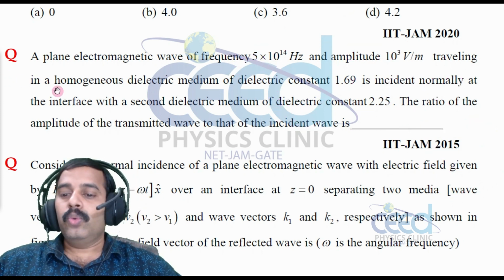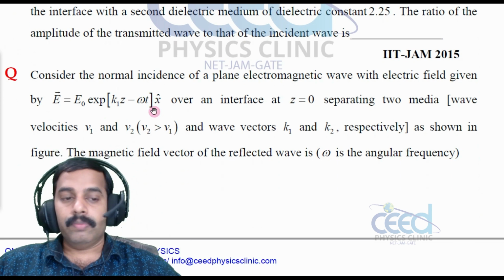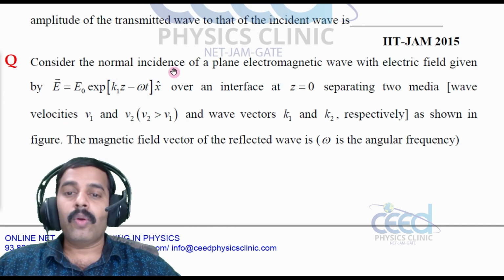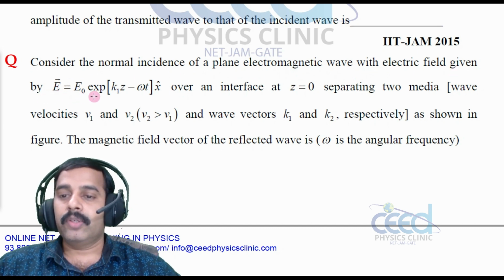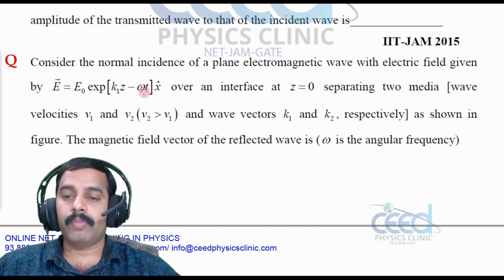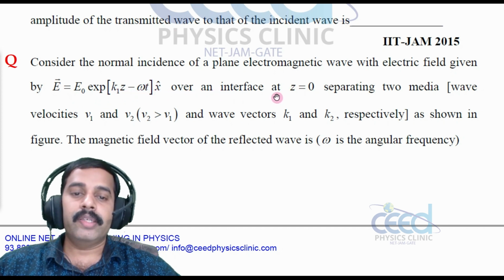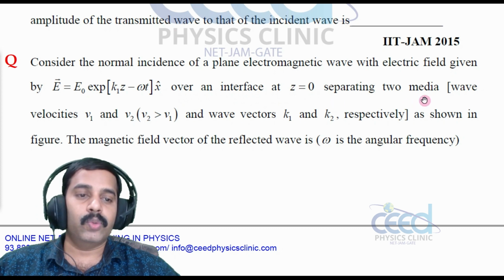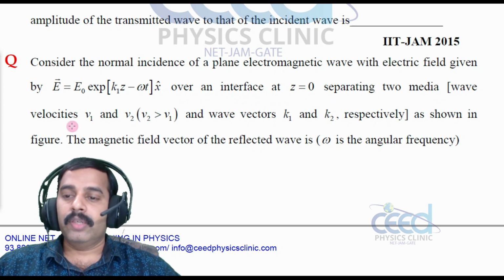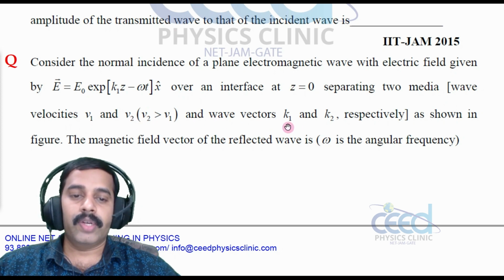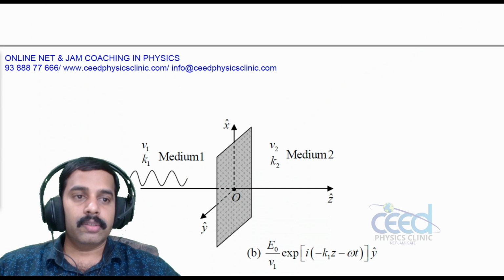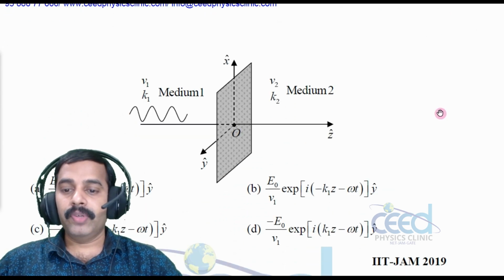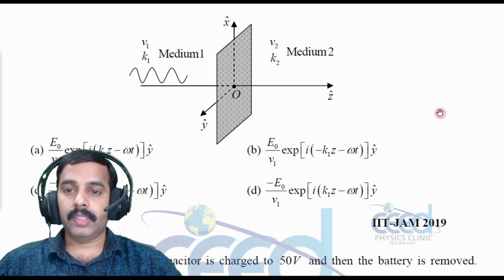Now let us come to another problem. Consider the normal incidence of a plane electromagnetic wave with the electric field given by E is equal to E0 exponential i(k1z minus omega t) x cap over an interface at z is equal to 0, separating two media, right? Wave velocities v1 and v2 and wave vectors k1 and k2 respectively, as shown in the figure. The magnetic field vector of the reflected wave is. So it is given that a magnetic field vector is reflected here.